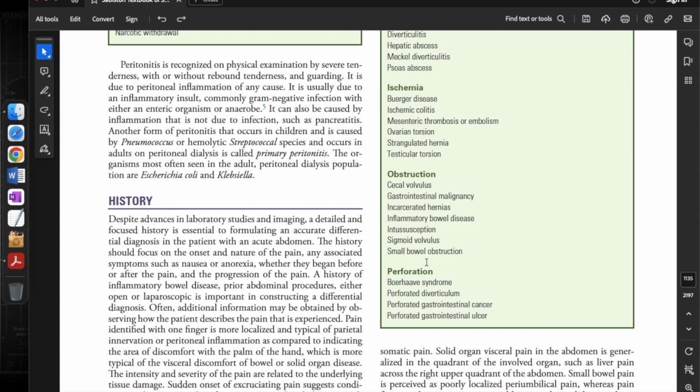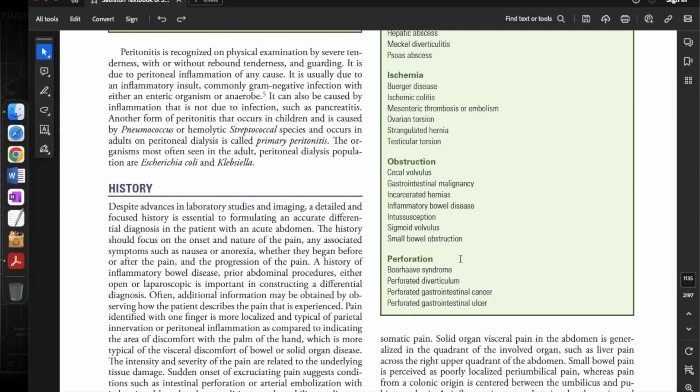There can also be obstruction, which includes sickle volvulus, gastrointestinal malignancy, incarcerated hernias, inflammatory bowel disease, intussusception, sigmoid volvulus, and small bowel obstruction. The patient may also present with perforation, which includes Boerhaave syndrome, perforated diverticulum, perforated gastrointestinal cancer, and perforated gastrointestinal ulcer.